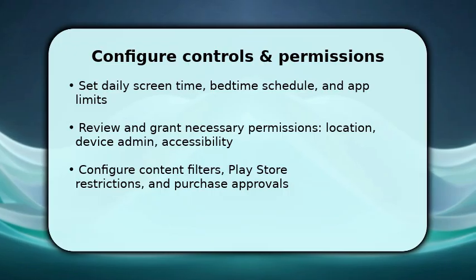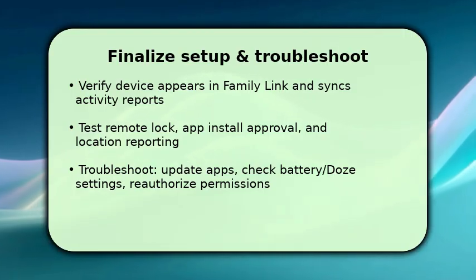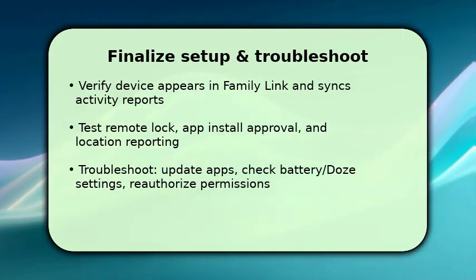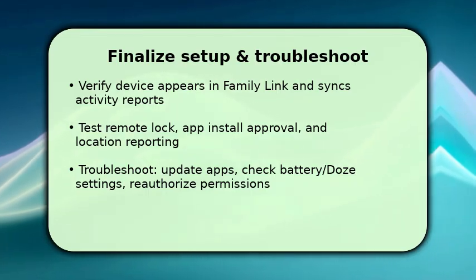To finish, verify the child's device appears in your Family Link app and that activity reports sync within a few minutes. Test remote actions: lock device, approve an app, and view location, so you confirm policies work in practice.